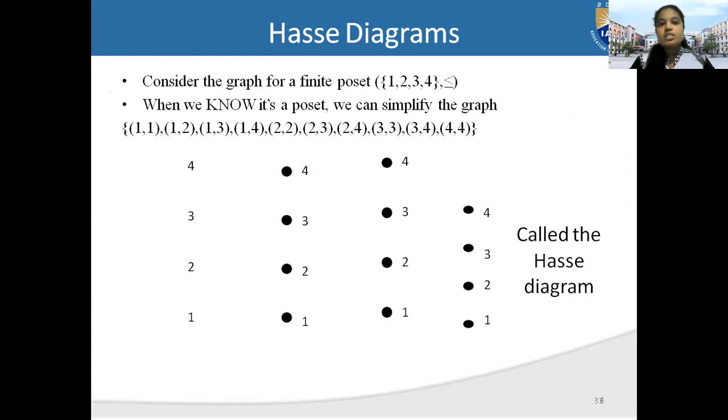Consider the graph for a finite set poset. Here you take four elements, and the relation is less than or equal to. Based on the relation, you have to set the elements. 1 less than or equal to 1, right. 1 less than or equal to 2, right. 1 less than or equal to 3. Then write the element in the relation. 1 less than or equal to 4.